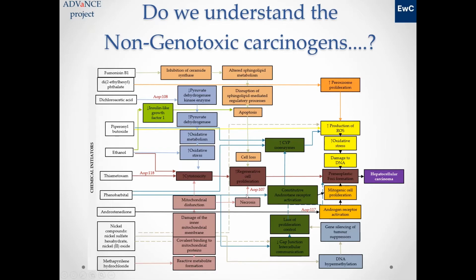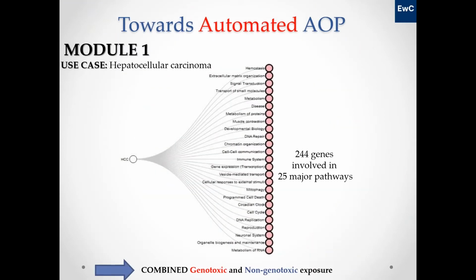And there are some formal AOPs described on individual mechanisms, but as you can see, the picture is much more complex. And of course, the question comes: are there any mechanisms which are more important than the others, and that are major players common to all of these chemical initiators acting through non-genotoxic mechanisms? That's what we tried to see by executing our automated workflow.